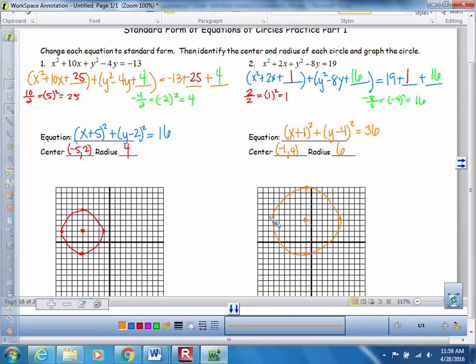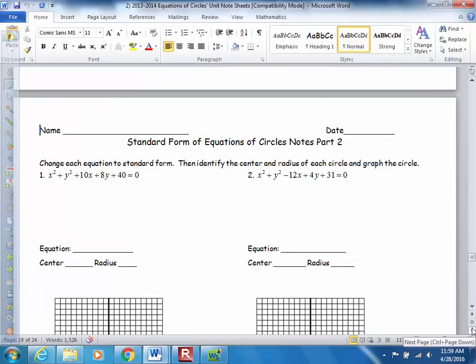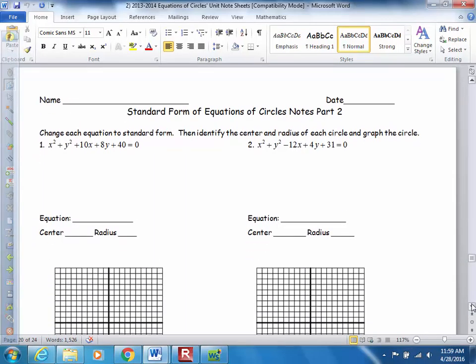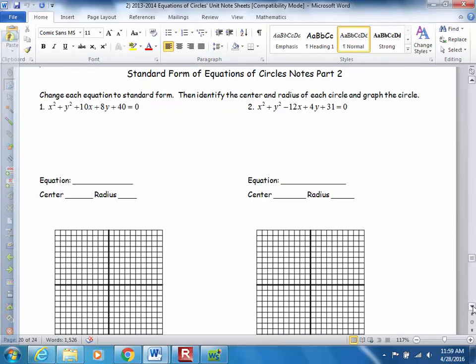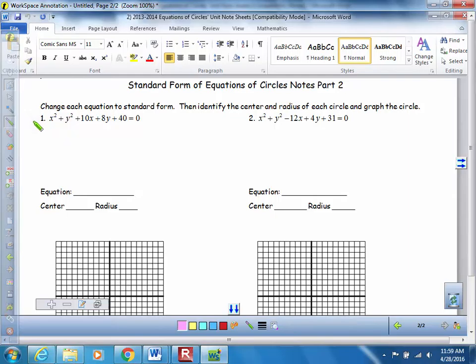Okay, so now I'm going to go over 2 examples of what we did today. It is similar to the same thing, we just move them around. So let's look at number 1. For number 1, not all of our x's are clumped together and all of our y's clumped together, so we have to figure out what goes with what. So I want to make sure my x's are together and then my y's are together in the parentheses.